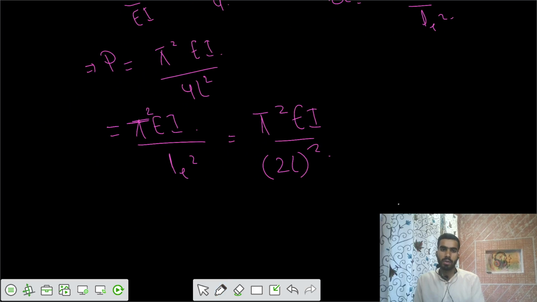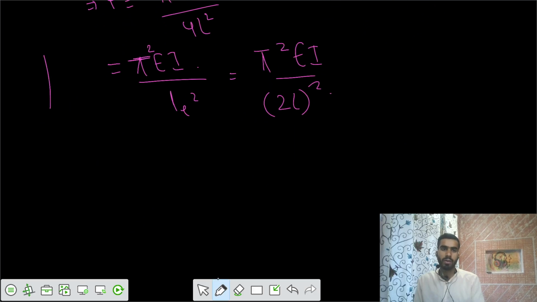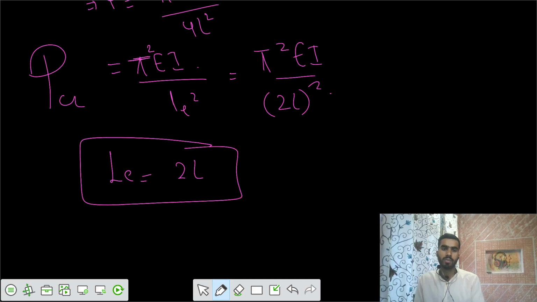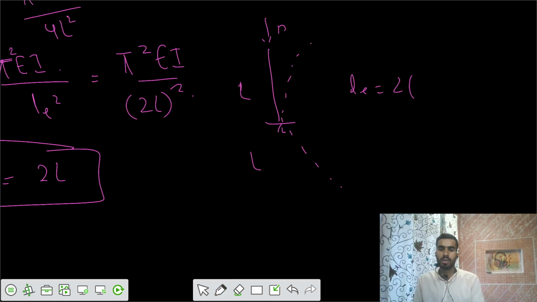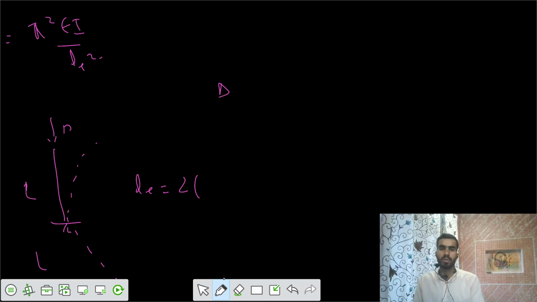So that means the effective length L effective equals 2 times L. Effective length is equal to 2L. That's similar to a simply supported beam with a point load at the midspan.